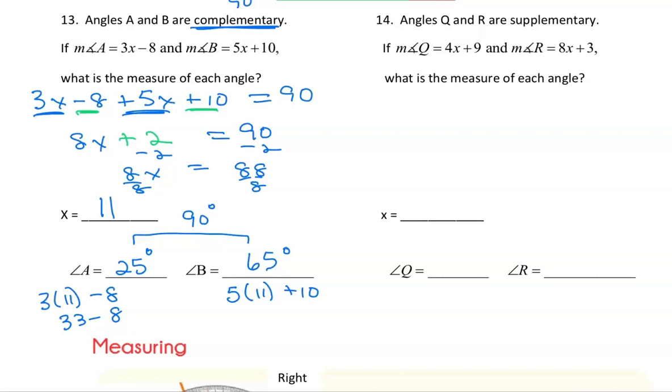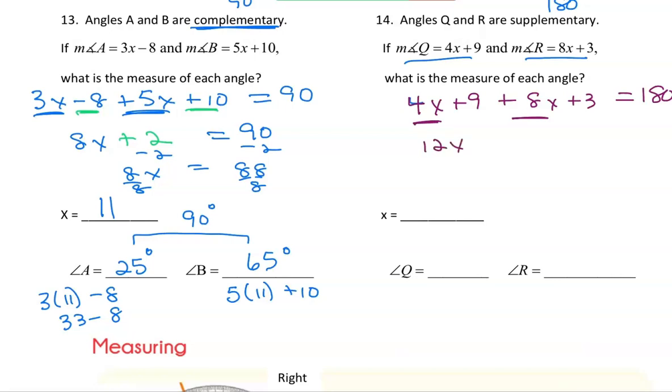These angles are going to be supplementary. So if each measure is given to me and the angles have to be supplementary, I can also come up with an equation. I'll change color for contrast. That equation is going to be 4x plus 9 plus 8x plus 3 equals 180. Now, many students make the mistake of setting those two things equal, but they are not equal. So let's add our like terms. That gives me 12x plus 12 equals 180.